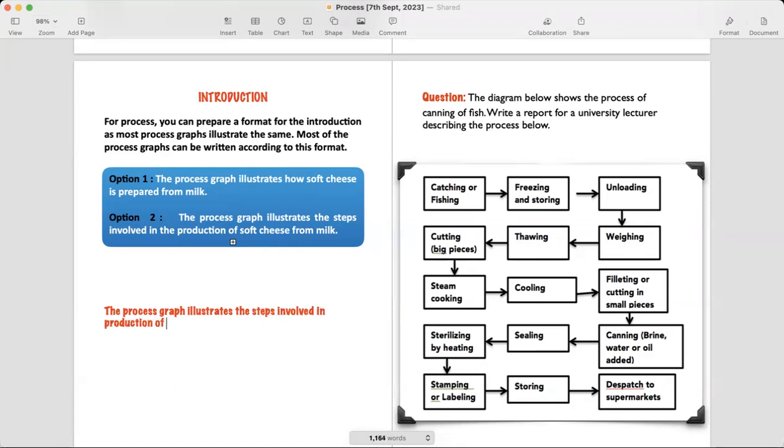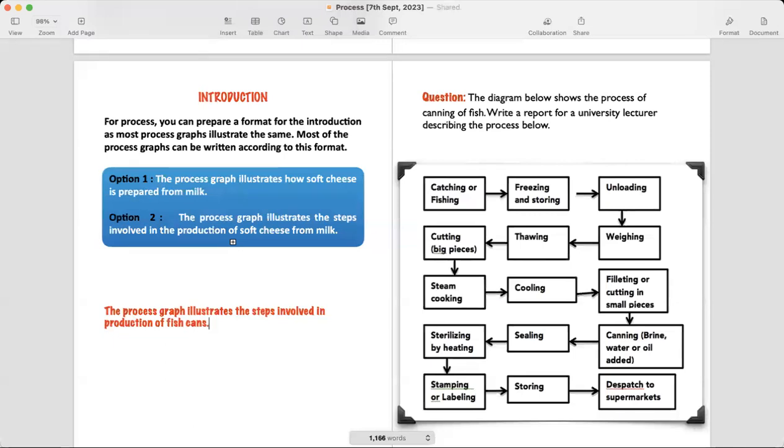Yes, sir. What are we producing? Canned fish. Yeah, or fish cans. Can we write fish cans? Yes, sir. The steps involved in the production of fish cans. Yes. Is it clear? The first one, is it clear?